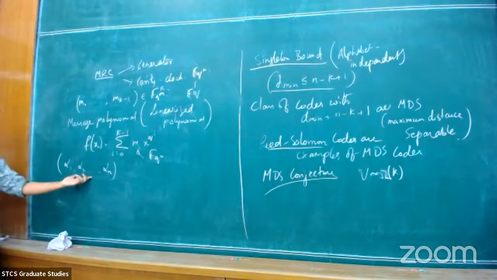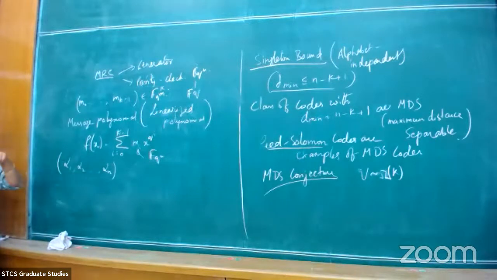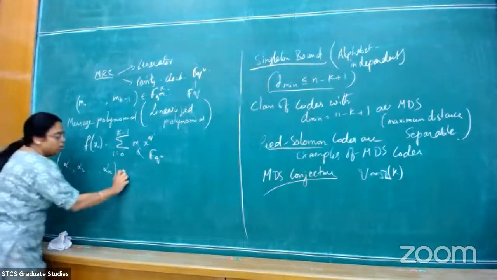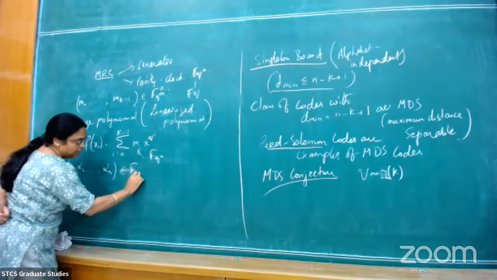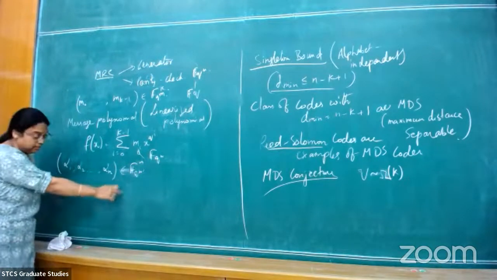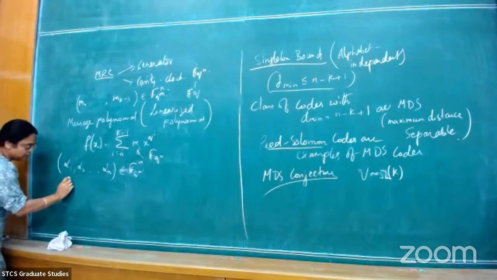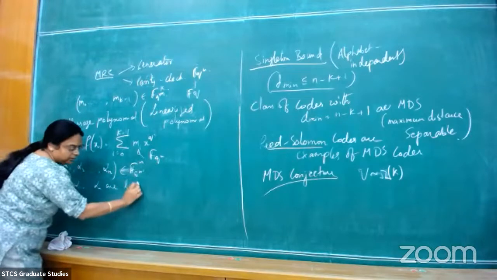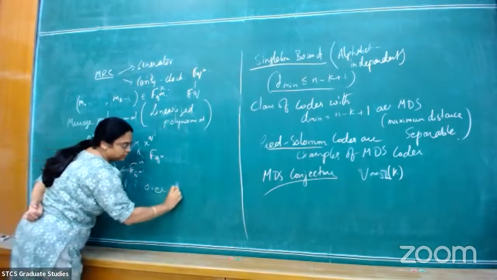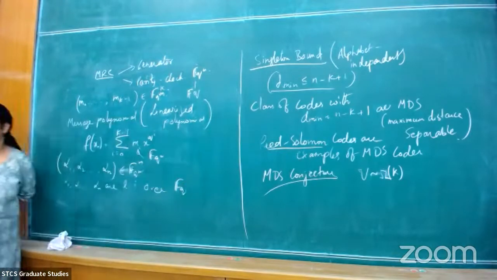Okay, alpha 1 to alpha n, which have to be picked, are all elements of F_q^m. Okay, so they are vectors in this, and these alpha 1 to alpha n are linearly independent over F_q. So that is the choice of points that we make.